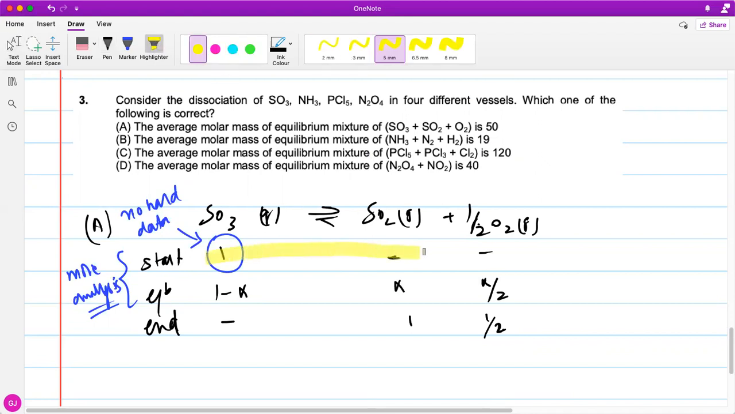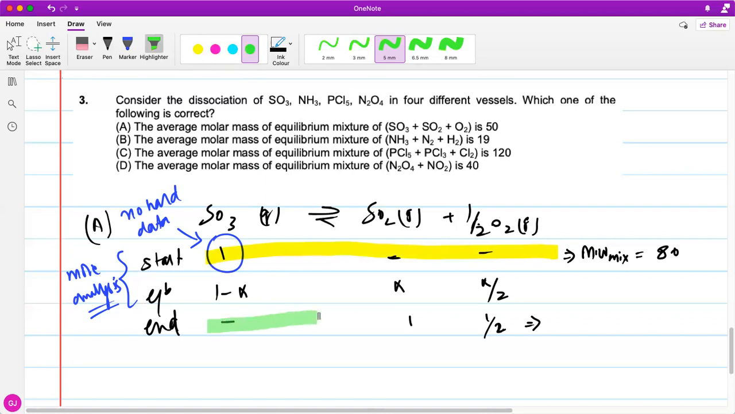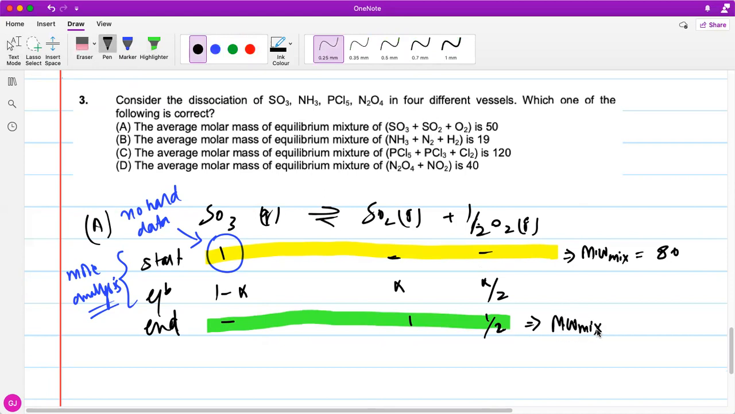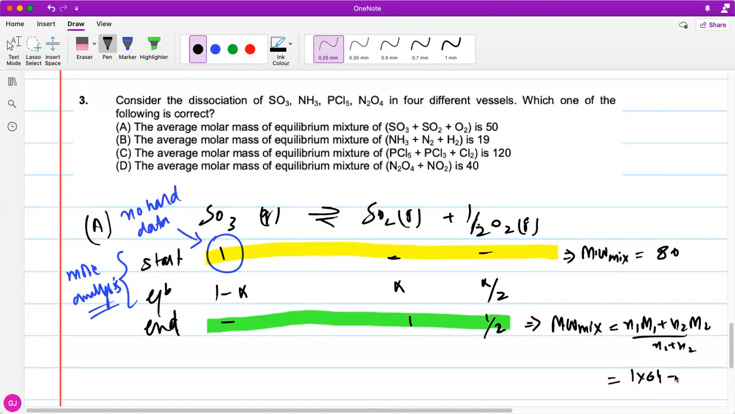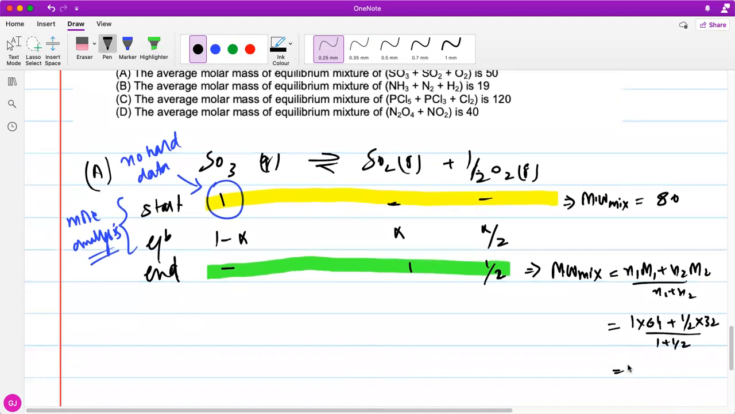However, if I now focus on this mixture, right? The initial mixture, the molecular weight will be because of just SO3 being present, right? We have just SO3 to begin with in this mixture. So the molecular weight is just 80. Right? And in the end, if the reaction was going to completion, then what would have been the molecular weight? You can apply the formula N1 M1 plus N2 M2 upon N1 plus N2, your total mass upon total moles, a formula that you learned in mole concept. So 1 into 64 plus half into 32 upon 1 plus 1 by 2. Upon solving, you get this to be 160 upon 3, which is roughly 53.33.